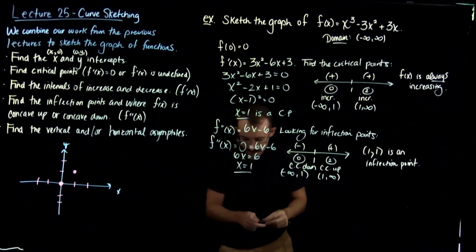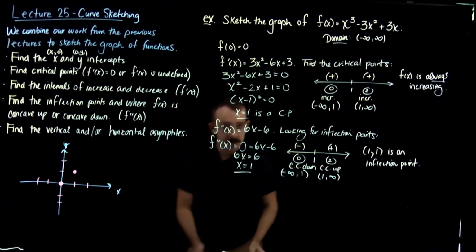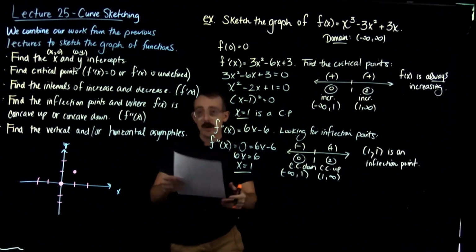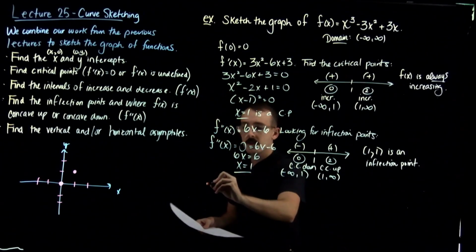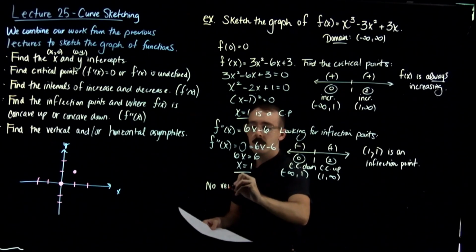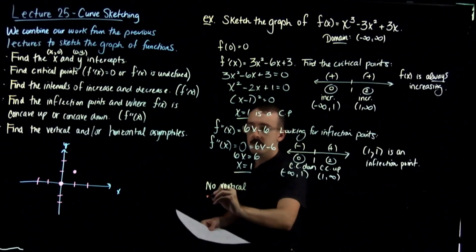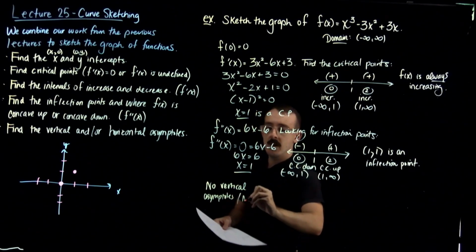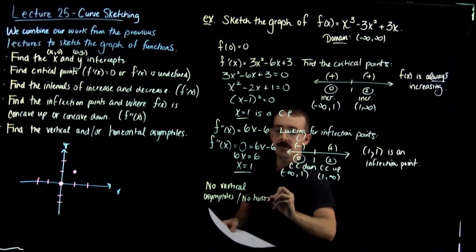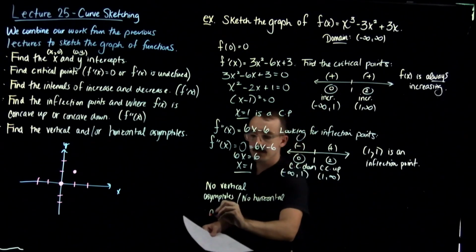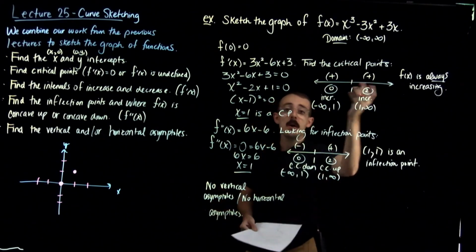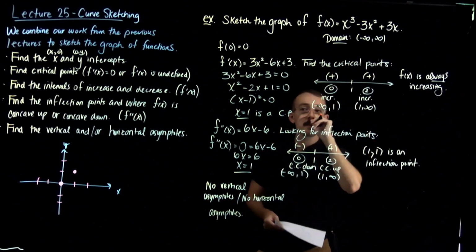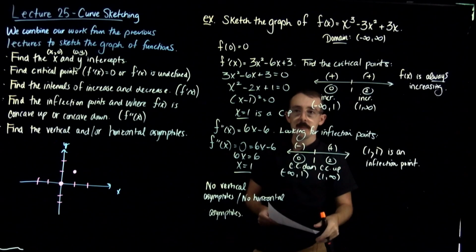OK, let's continue here. So what else might I want to look for? Well, there's no vertical or horizontal asymptotes. So no vertical asymptotes and no horizontal asymptotes. So we're good there. That's because this is a polynomial. We're defined for all real numbers. We don't have any kind of asymptotes happening here.